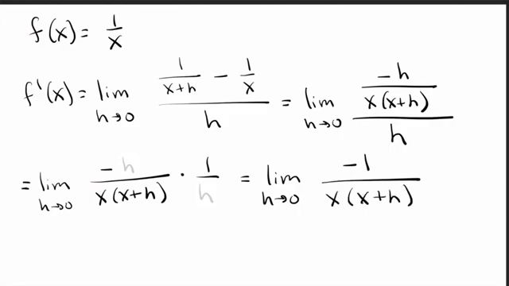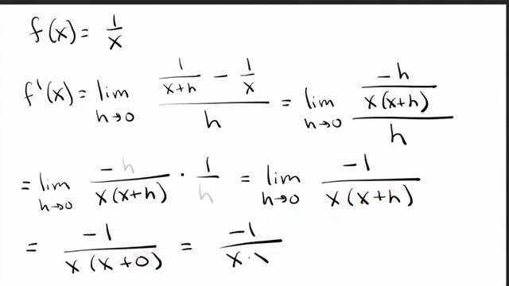So again, now I can plug in h equals 0. I'm not going to be dividing by 0 if I do that. So let's go ahead and do it. I'll plug in h equals 0. I get x times x plus 0, or that's the same thing as negative 1 over x times x. In other words, negative 1 over x squared. And that is indeed the derivative of 1 over x.